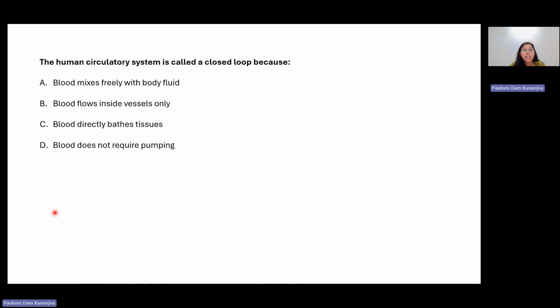Next, the human circulatory system is a closed loop. This was one of the first topics that the professor taught you during this week. So just touching on that topic, why do you think the human circulatory system is called a closed loop? That's because the blood flows inside the vessels only. There is no body fluid or other tissue that is taking up the blood directly. Blood has to move through vessels and remains within the vessels the entire time, whether it is in any organ or tissue.